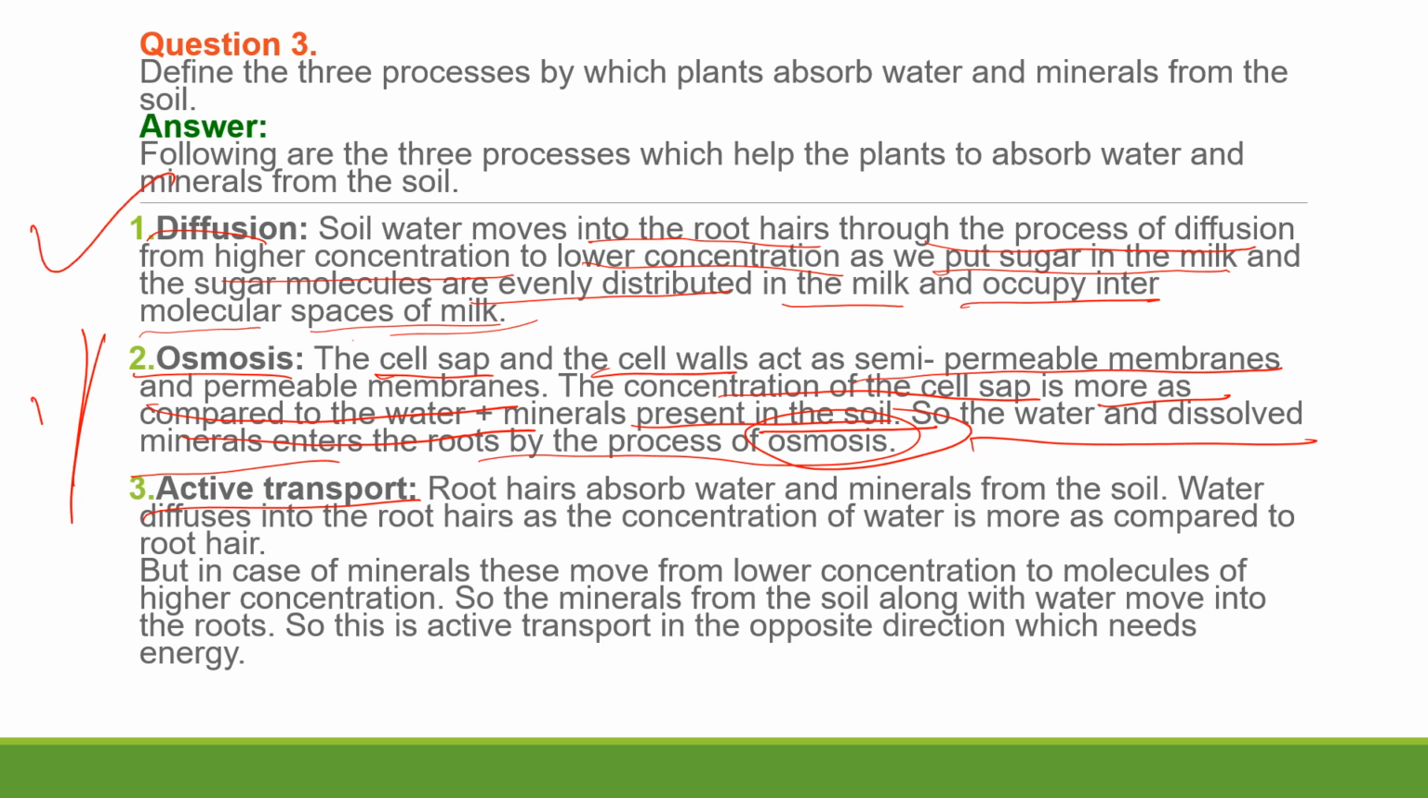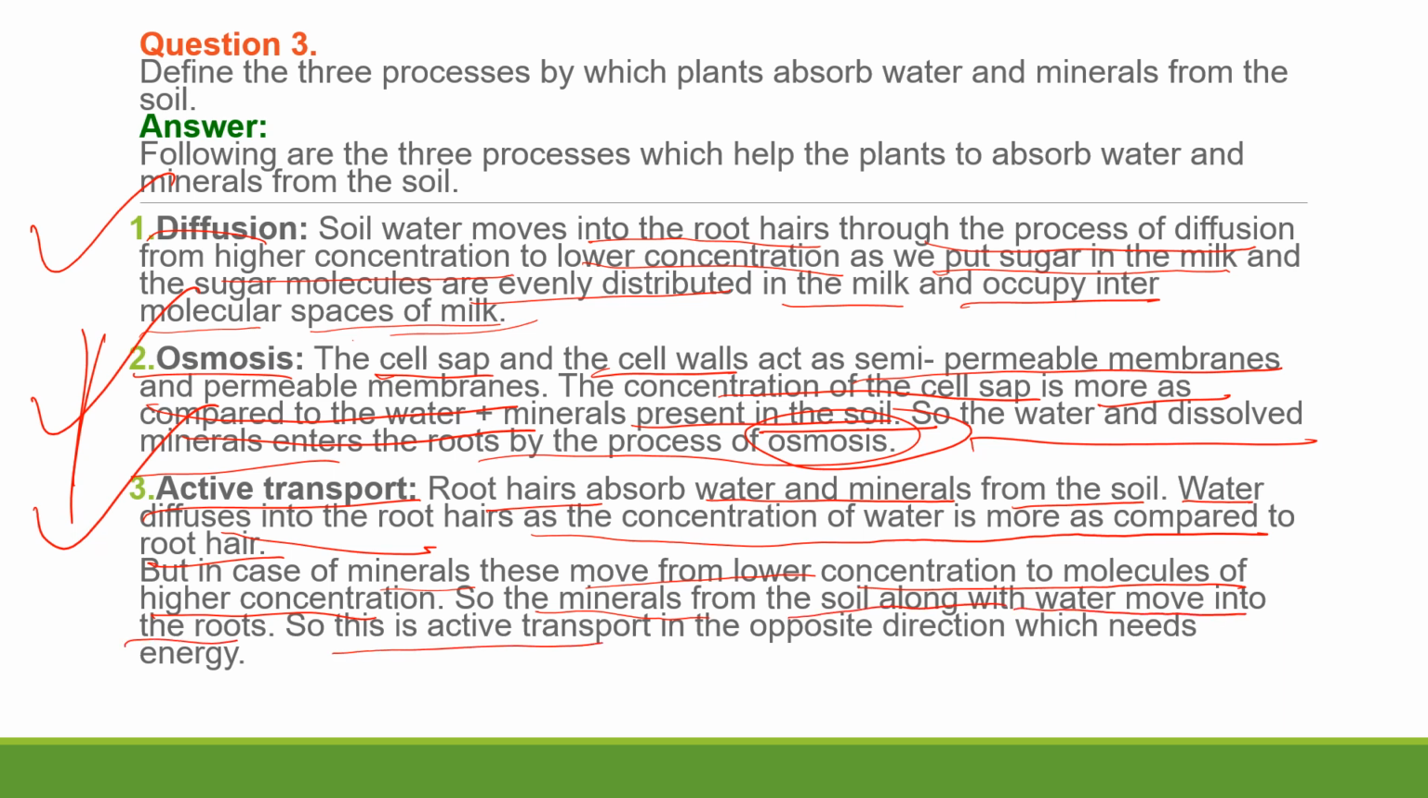First is diffusion, second is osmosis, last is active transport. In active transport, root hairs absorb water and minerals from the soil, and water diffuses into the root hairs as the concentration of water is more as compared to the root hair. But in case of minerals, these minerals move from lower concentration to higher concentration. So the minerals from the soil along with water move into the roots. So this is active transport, in the opposite direction, which needs energy.